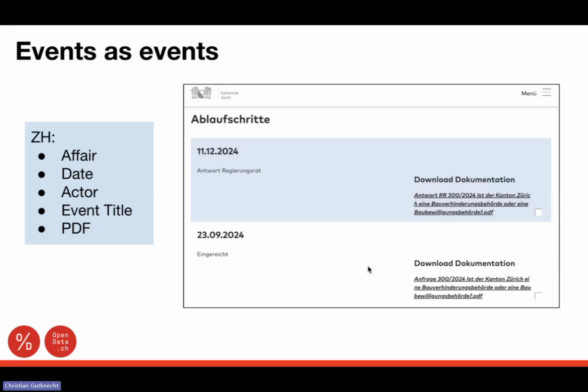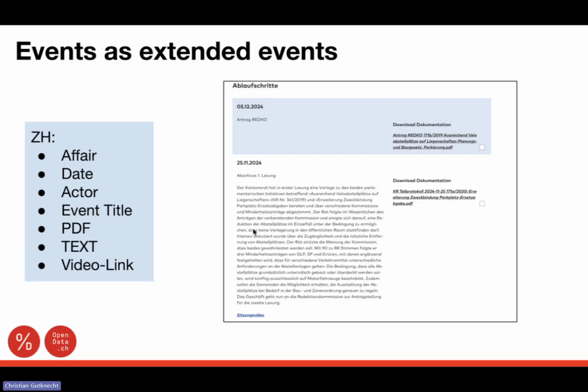But then for example Zurich, I think this is also quite comprehensive. You can see the steps, you have the documents, and you have a more or less standardized title for the event. But they have also started to extend this event, so you not only have the title, but you also have a description and a link to the video. But this is also quite easy to grasp.